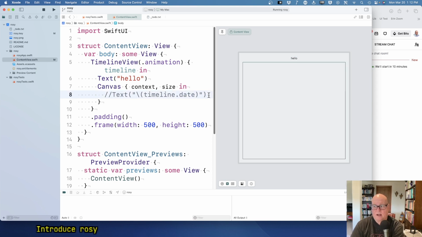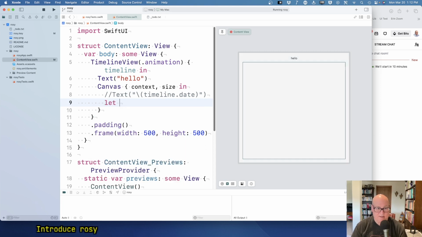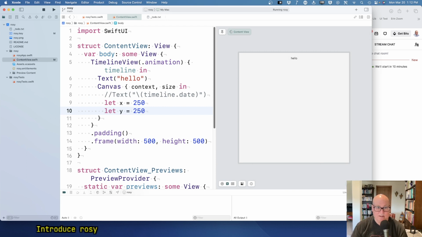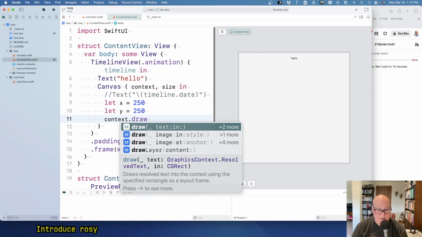Okay, so I'm going to try just a simple thing. I'm not sure. Okay, let's just let x equal 250, let y equal 250. I'm just going to try and get something drawing here. I know you can say context.draw image.